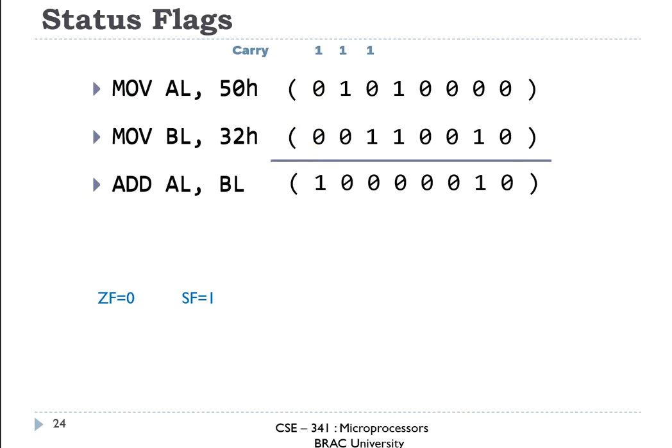Carry flag tells us if we have a carry out from the most significant bit. An easy way of knowing if you have a carry out is if, for example, you're adding two 8-bit numbers and you get a 9-bit answer, then you definitely have a carry out. In this case, we are adding two 8-bit numbers and our answer is also 8 bits. Therefore, our carry flag is going to be set to 0. You can see here also 1 plus 0 is 1 and there is no carry out. Therefore, our carry flag is 0.